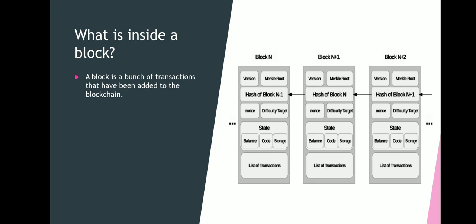So the block is a bunch of transactions as well as some header information. The header information will be required in order to construct the new block. It will be helpful in Bitcoin mining or blockchain mining. You can observe that in block n plus 1, the hash of block n, the previous hash, is connected. So here there is a link, there is a chain.